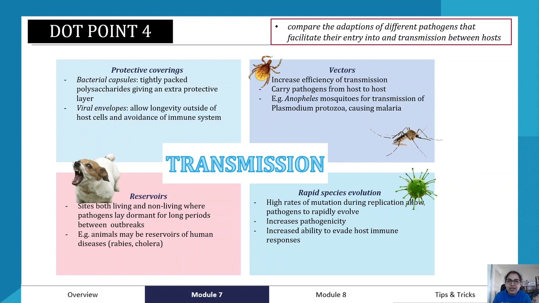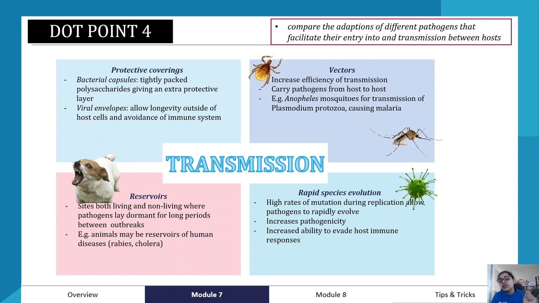Then we've got vectors, and a big example of vectors is malaria. So malaria, the Plasmodium protozoa, which causes malaria, is carried inside mosquitoes. So essentially what vectors do is they increase the efficiency of transmission, as you can imagine, from a mosquito to a human, to another mosquito to another human. Like it's pretty fast spreading. So they carry pathogens from host to host, and in the case of malaria, it's not all mosquitoes that actually spread it. It's a specific species called Anopheles mosquitoes, and female Anopheles mosquitoes actually cause the transmission of Plasmodium protozoa, which then causes malaria.